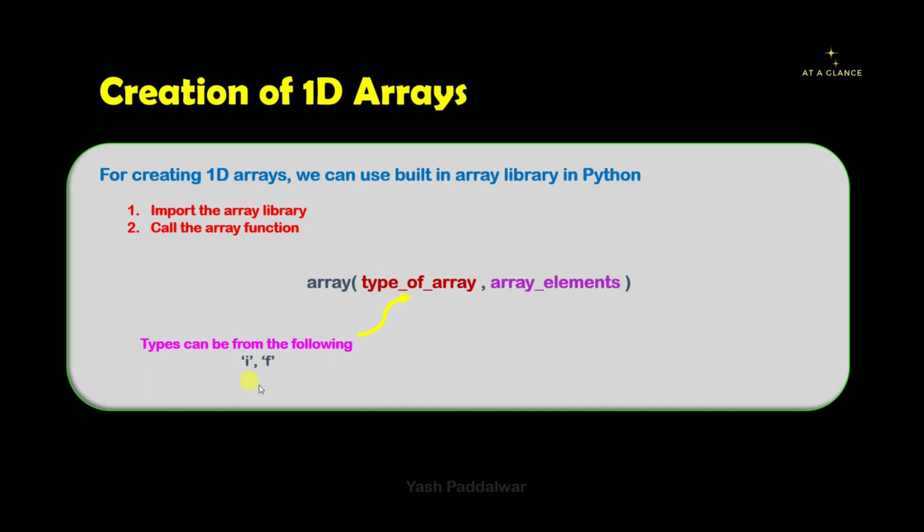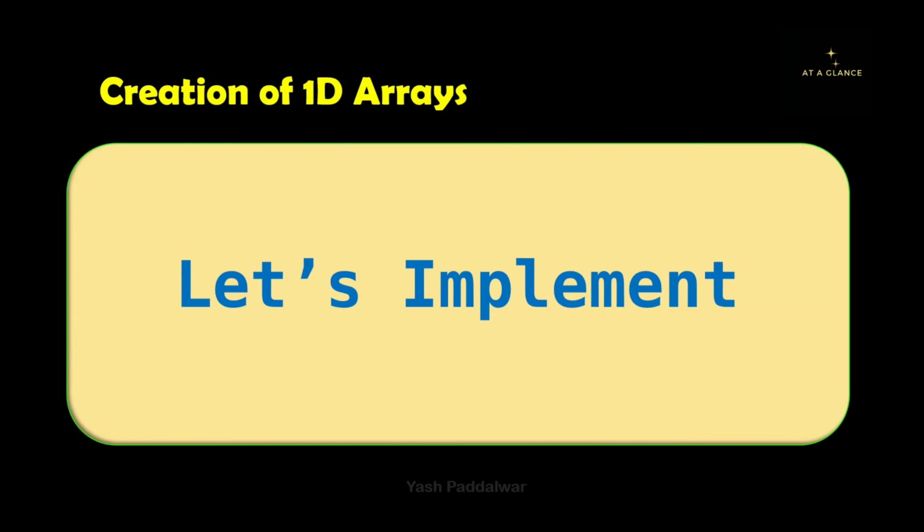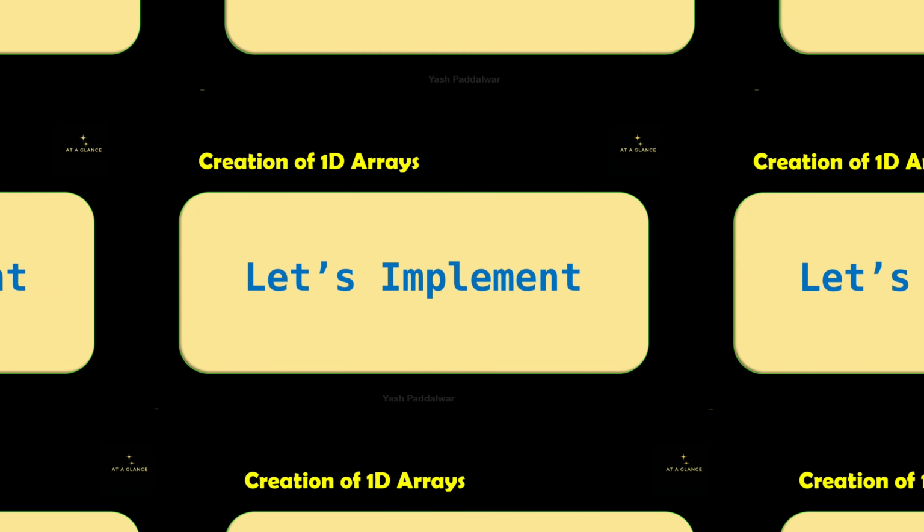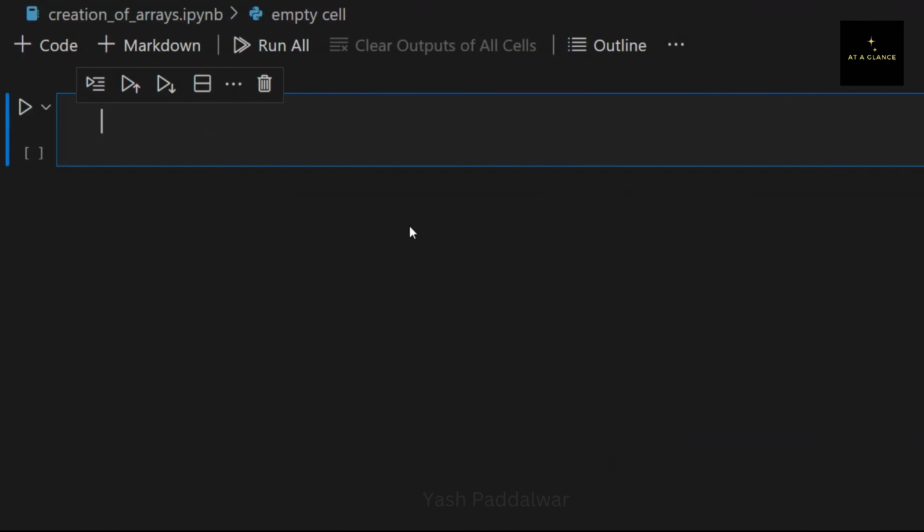Now, data types can be integer, float, strings, and so on. For each data type, there is a special symbol associated with it, so you need to go through it. Here I have mentioned integer and float, which are I and F respectively. Now let's implement this.